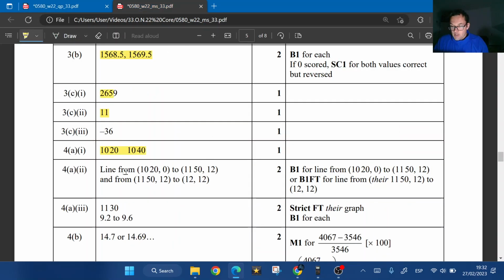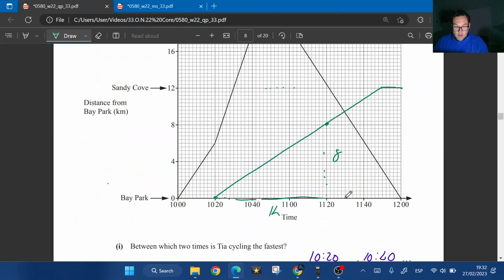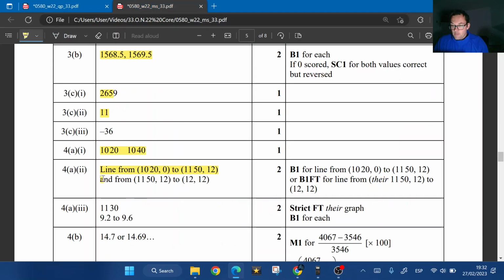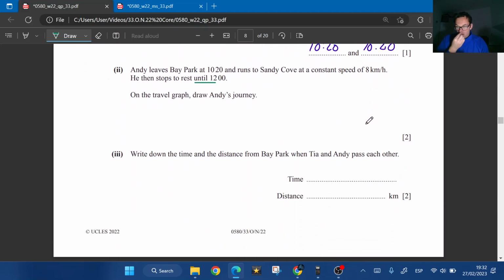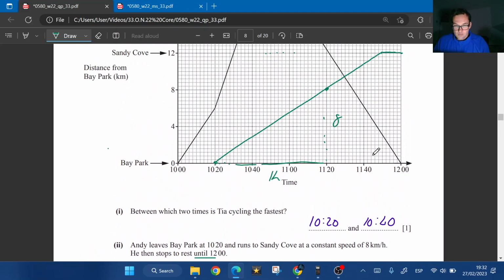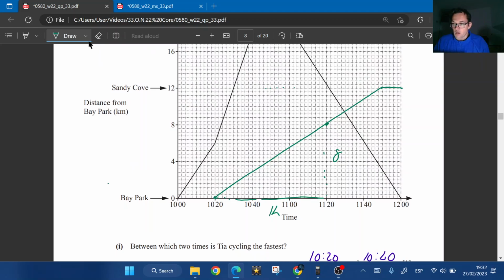So line from 10:20, 0 to 11:50, 12. And then that's the flat part they describe from 11:50, 12 to 12:12. Okay, that's the flat part, so that is correct. Write down the time and the distance from Bay Park when Tia and Andy pass each other. Now, there we go, where the two lines cross, of course.